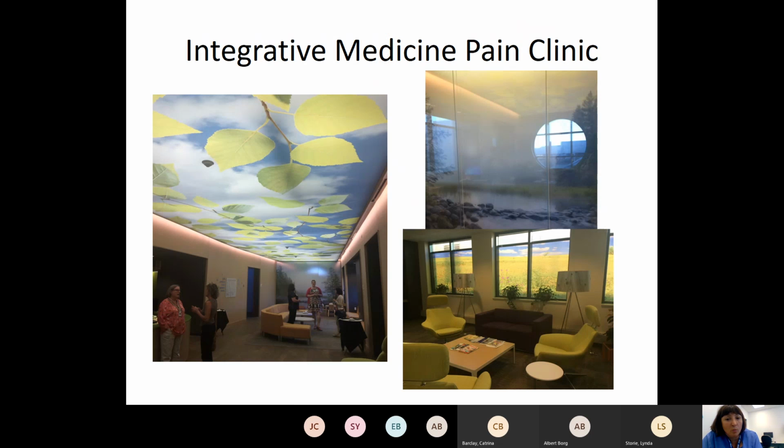I had the opportunity to go to the States and visit this integrative medicine pain clinic, which is beautifully sponsored by Avida. You can imagine every room had a different theme with all these beautiful surroundings, and you would instantly think that you'd go in there and feel less pain. I would imagine.